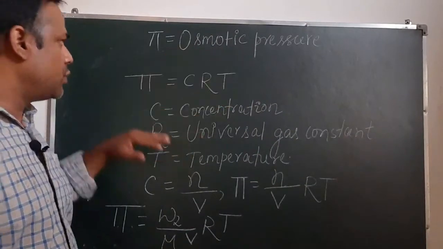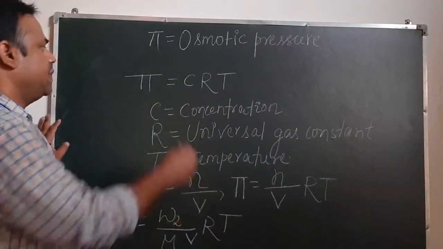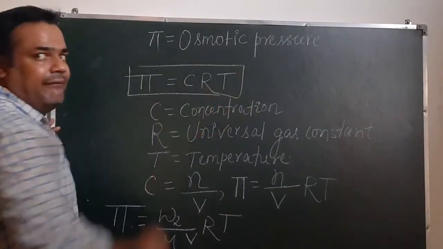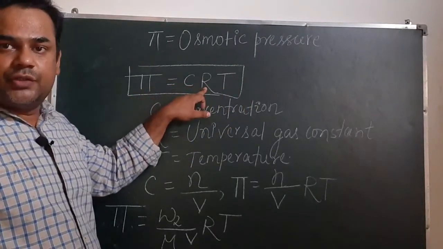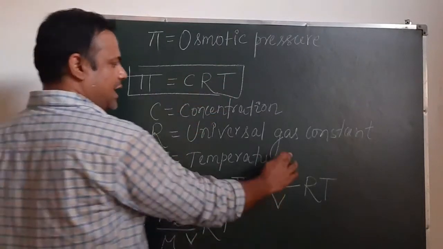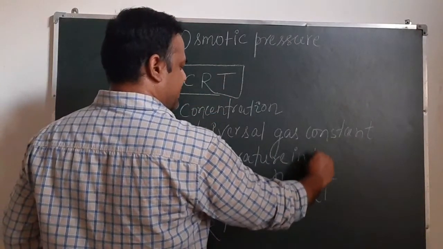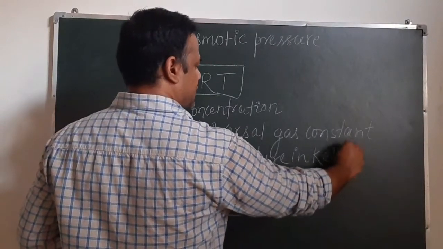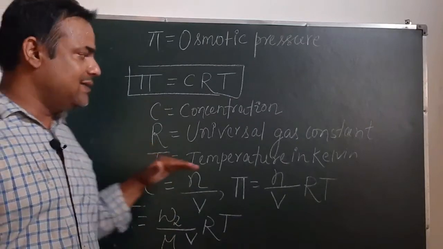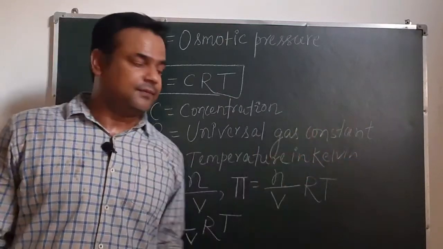Pi equals osmotic pressure, and the relationship is osmotic pressure pi equals CRT, where C is concentration, R is universal gas constant, and T is temperature in Kelvin. We have to write temperature in Kelvin. We'll always express temperature in Kelvin. So T is temperature in Kelvin.